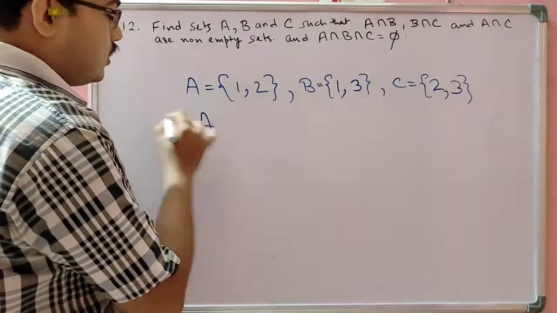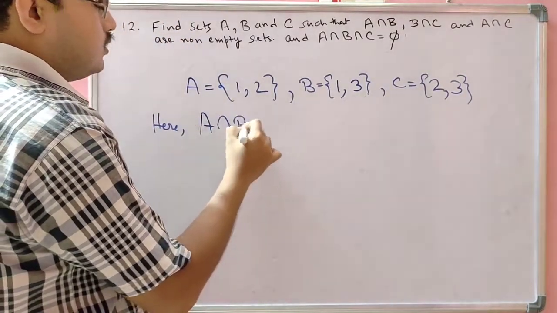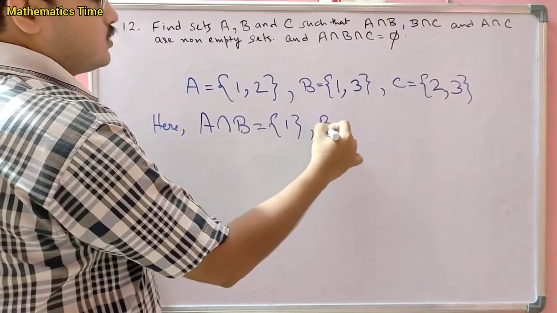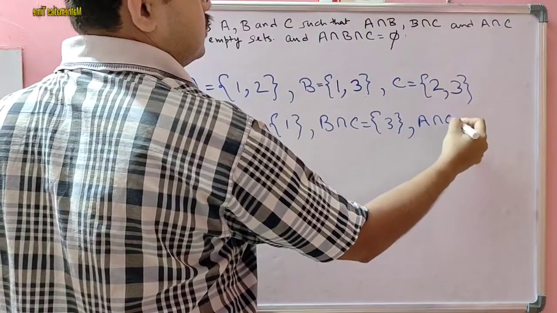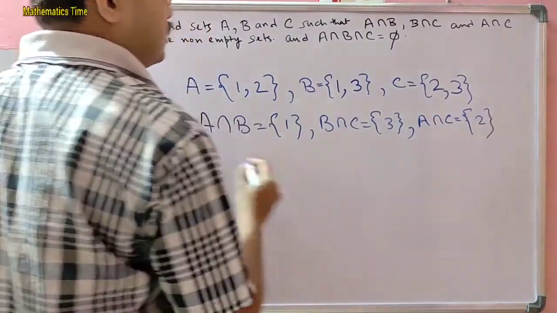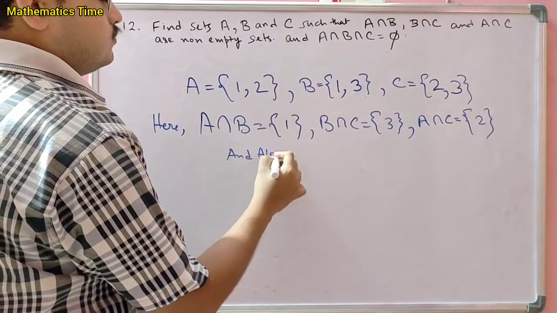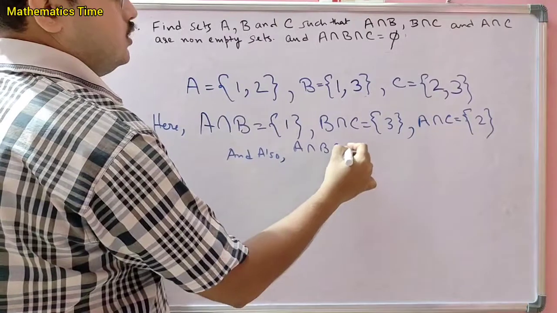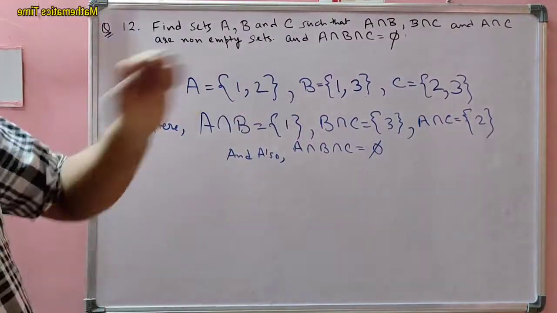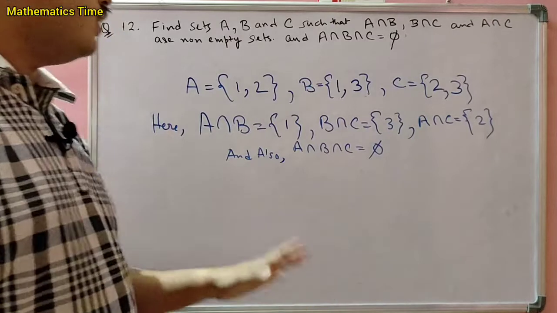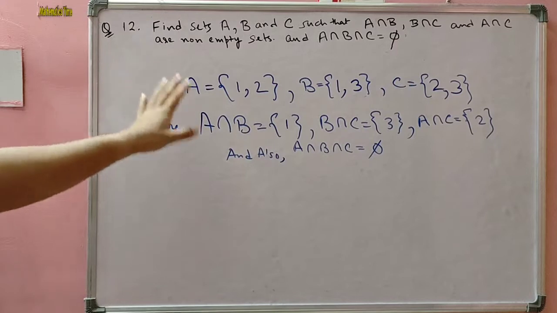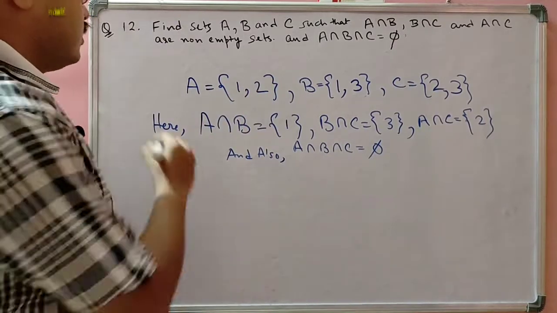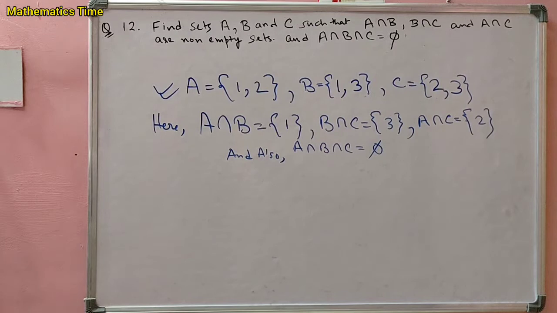Now we can write A intersection B is 1, B intersection C is 3, and A intersection C is 2. This is the easiest one. And also A intersection B intersection C is empty. There is no common element between A, B, C. You can see all three have different elements, no common elements between A, B, C simultaneously. So this is our answer. You can construct a lot of sets with different elements.